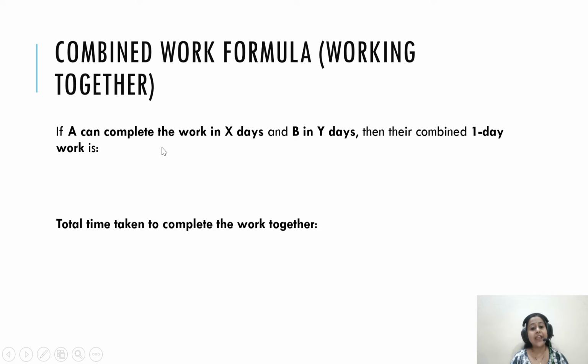That is, if A can complete the work in X days, how much can A complete in one day? That will be 1 by X. And how much can B complete the work in one day? That is 1 by Y. So the summation of how much they can complete their work together in one day is nothing but 1 by X plus 1 by Y.